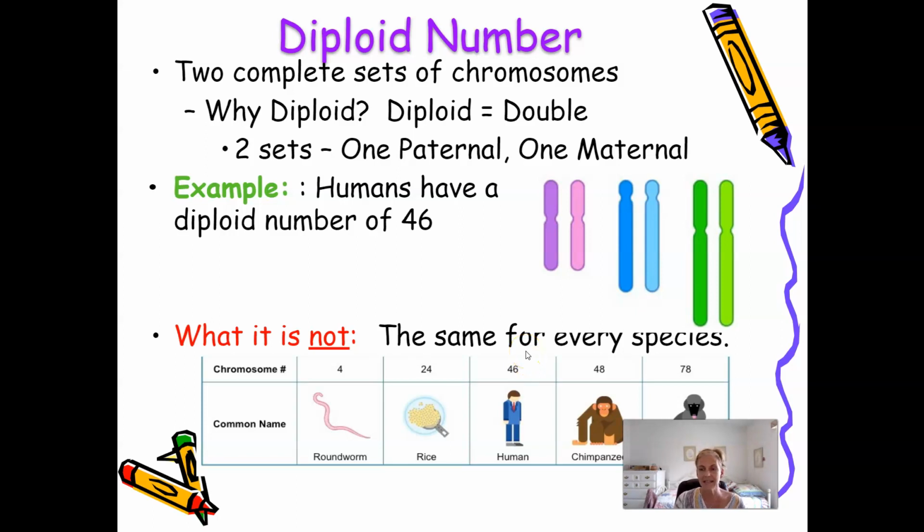What it is not is the same for every species. So rice, interestingly enough, has 24 chromosomes. So 12 from one parent, 12 from another parent. Humans have 46 and dogs have 78. So they got 39 from one parent and 39 from the other parent. They're unique for each species.